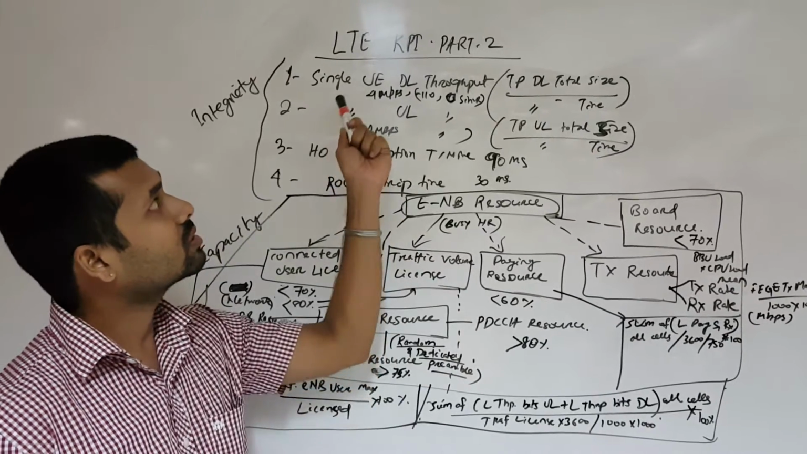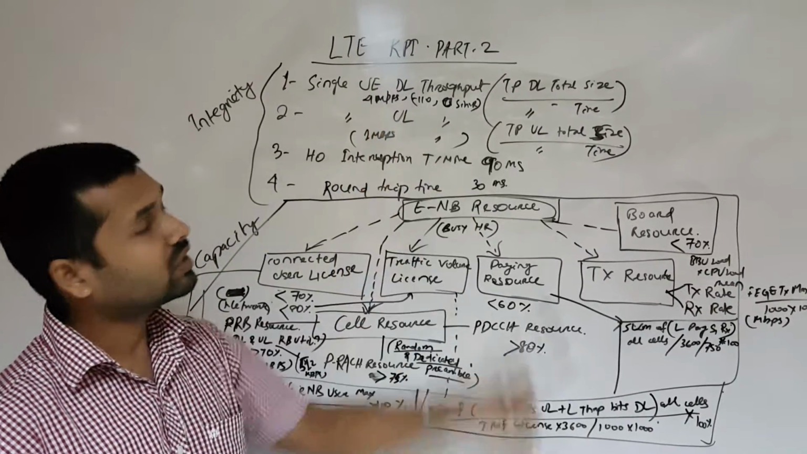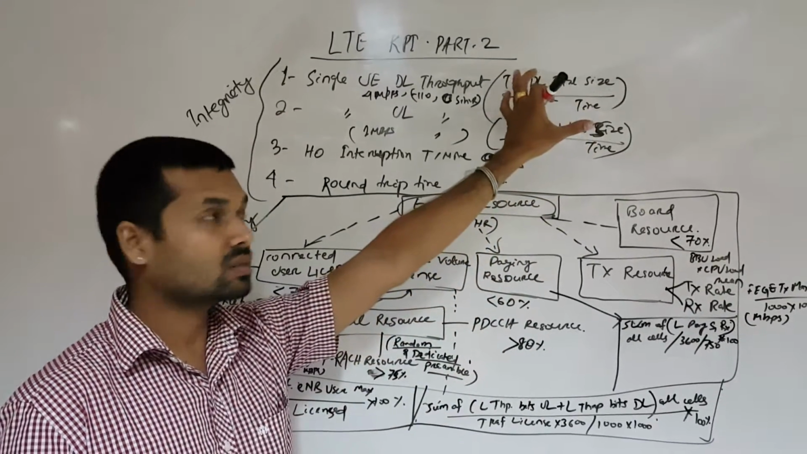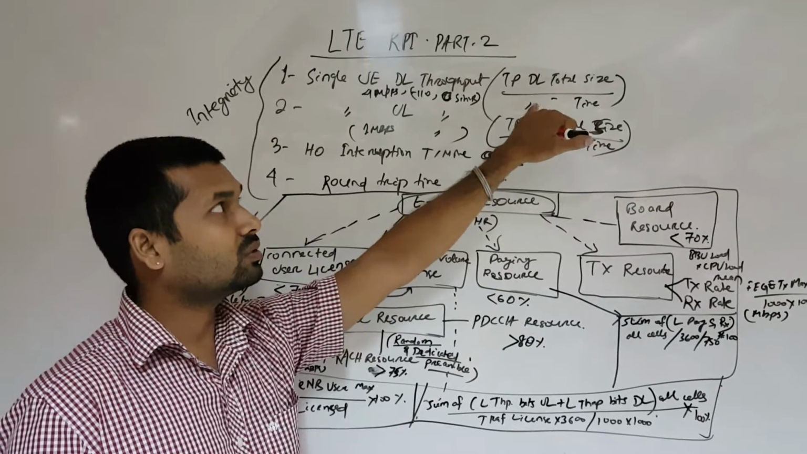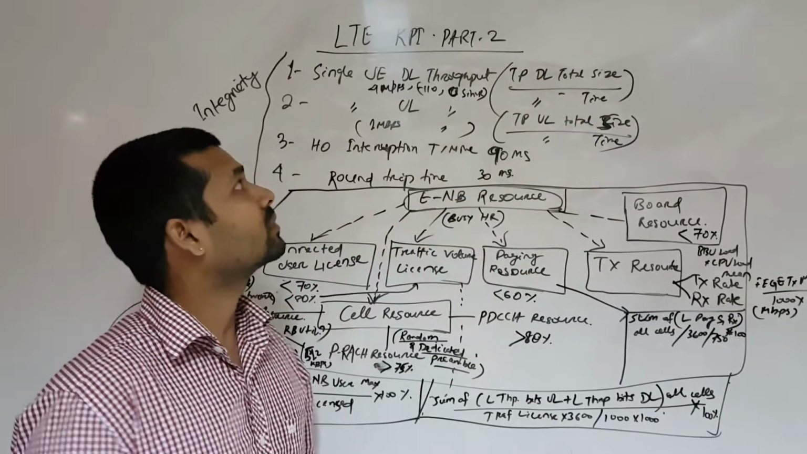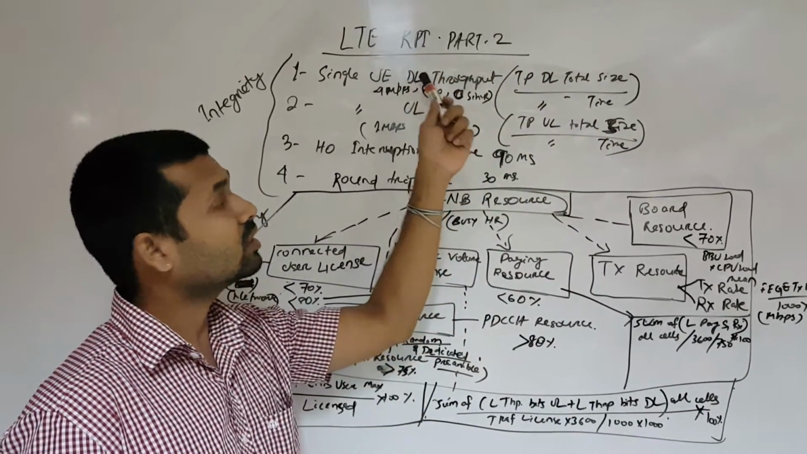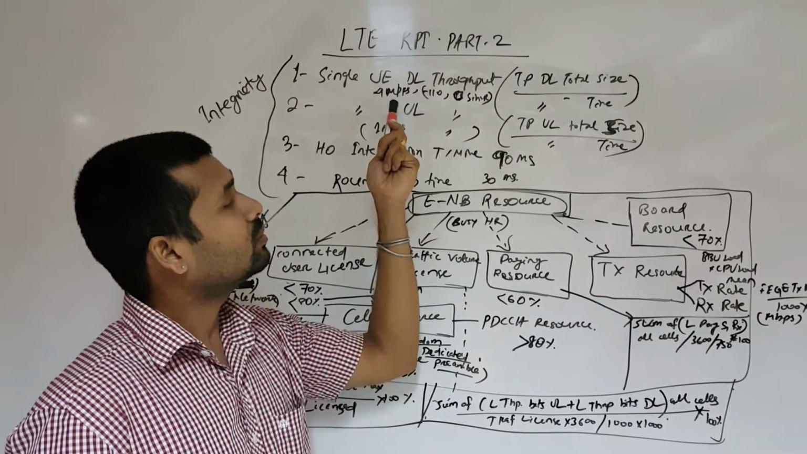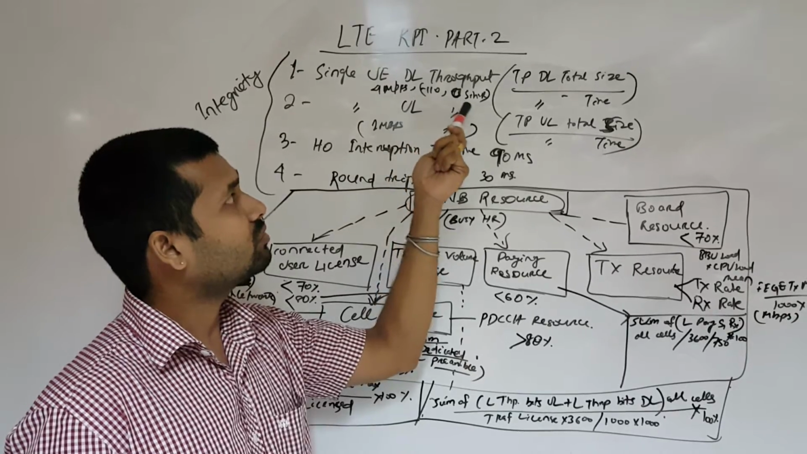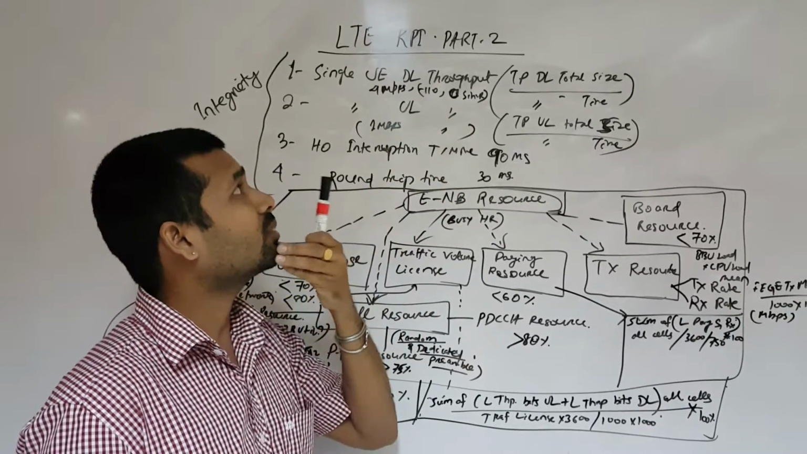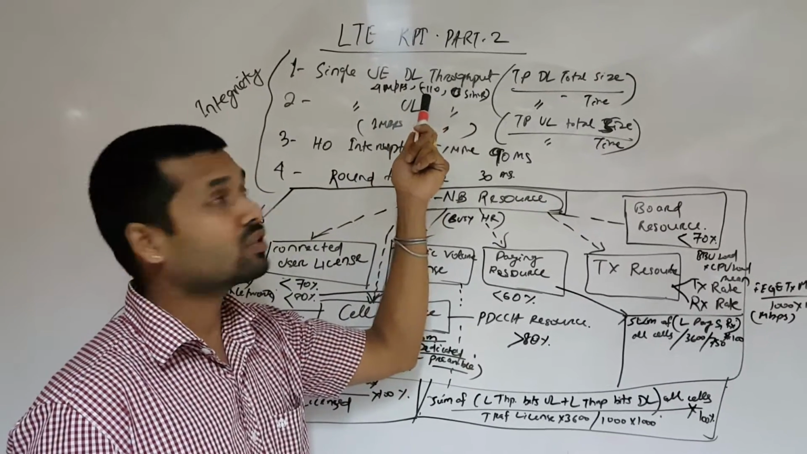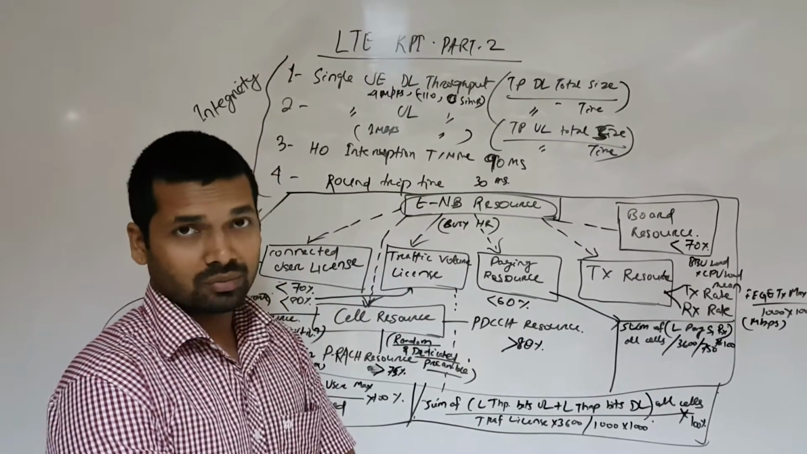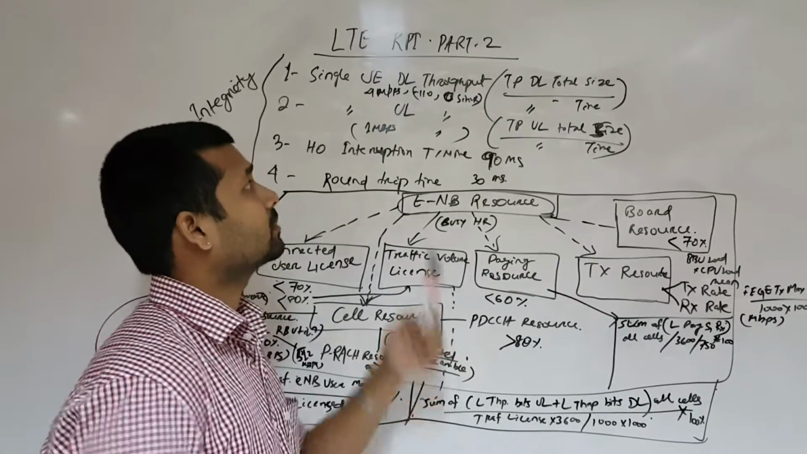First one is single UE downlink throughput. The formula is throughput downlink total size divided by throughput downlink total time. That's how we calculate single UE downlink throughput. The minimum criteria means the RF condition: the RSRP should be greater than minus 110 dBm and the SINR should be better than 0 dB, greater than 0 dB.